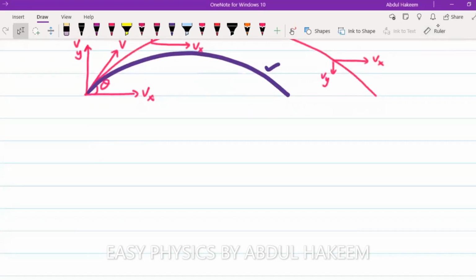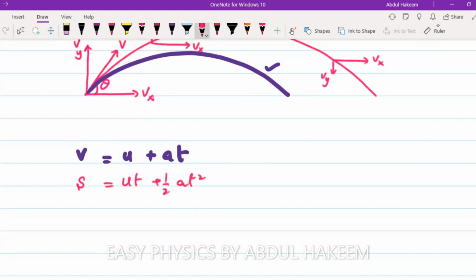Okay, now the equations. V is equal to U plus AT, first equation. The second equation is S is equal to UT plus 1 by 2 AT square. The third equation is V square is equal to U square plus 2AS. These are valid when acceleration is constant. When the object is falling down, in the equation we will put plus g. When the object is thrown up, we will use minus g.